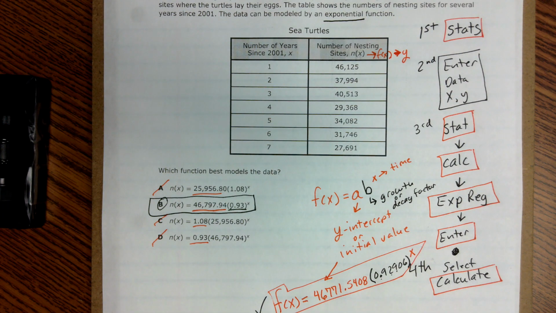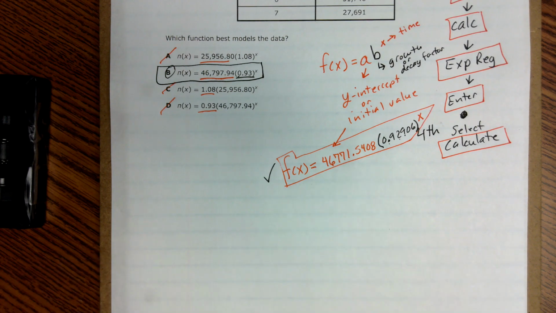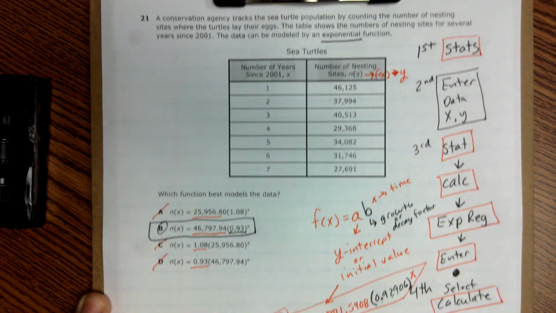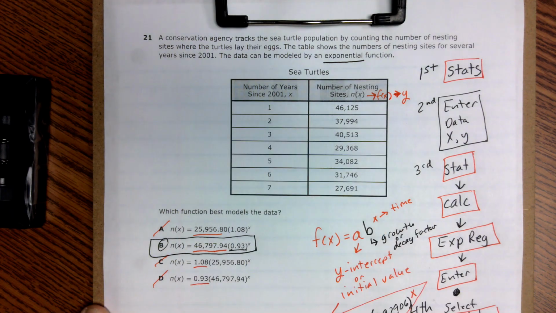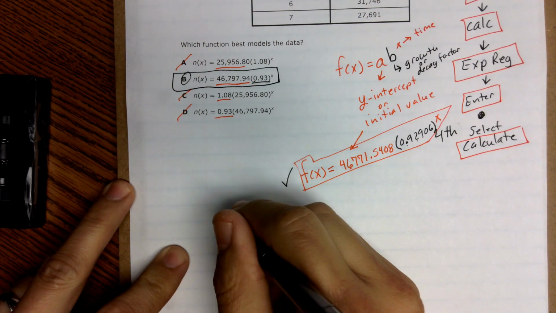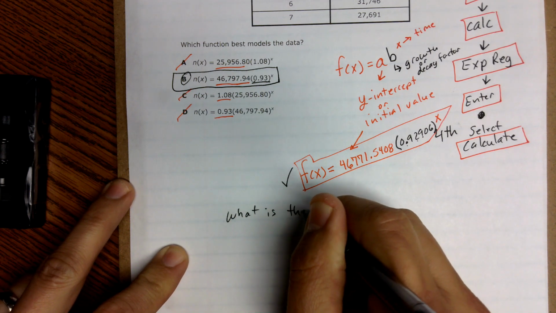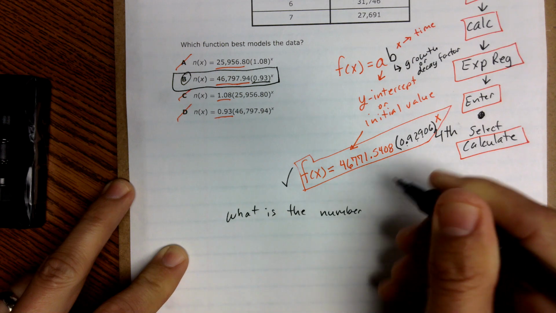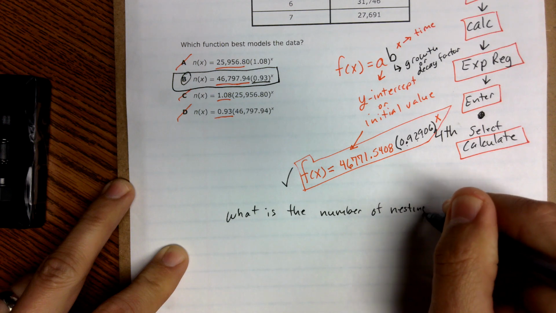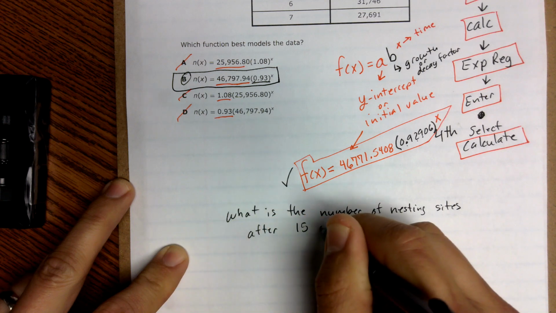Now, while we have solved this correctly, I want to go ahead and move it up, because sometimes a problem not only will have you give the equation, but it'll tell you to solve for something. So, for instance, notice that when we were dealing with this table, I'm going to move it down. This was talking about the number of years since 2001, and it only goes up to 7. Sometimes you'll have a question, and it'll say something like, what is the number of nesting sites after 15 years?